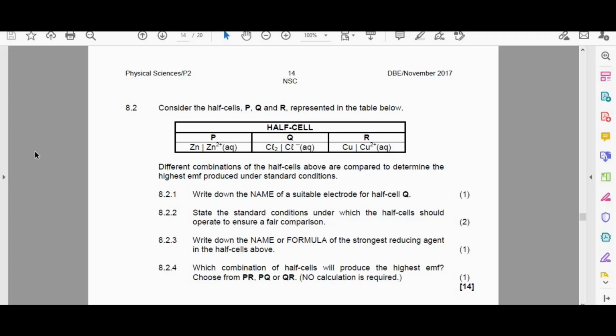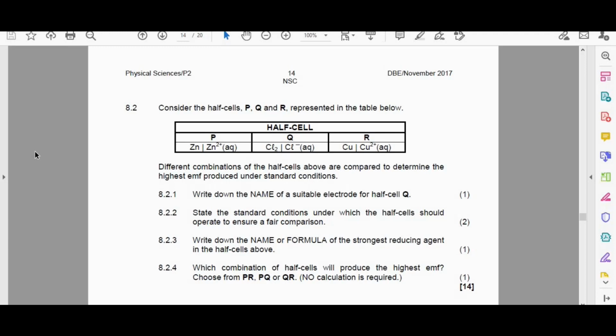Then the last one, 8.2.4. Which combination of half cells will produce the highest EMF? Okay, remember it's always cathode minus anode. We'll be looking for the EMF of the cell. So we have to choose either PR, PQ, or QR, but no calculation is required.